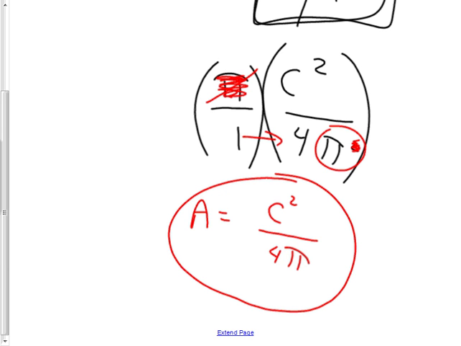What did I ask for originally? I asked for the area in terms of the circumference, and I've got it. All right. Next one I want you to try. Give me the perimeter in terms of the length, and you'll need to know a little bit more. My rectangle that I'm dealing with here has a length and the width is half of the length.